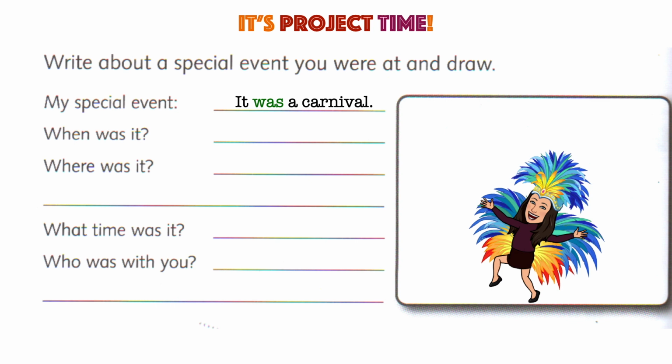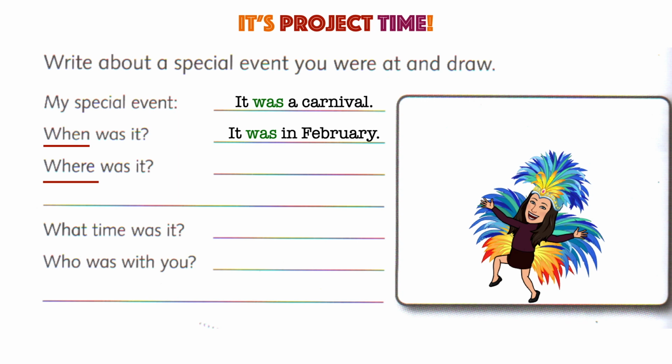It was a carnival. When was it? When means когда. So it was on Monday, on Tuesday, in February, in summer, in winter. When was it? It was in February. Mind that I'm writing in full sentences. Not just February. It was in February. The next one.